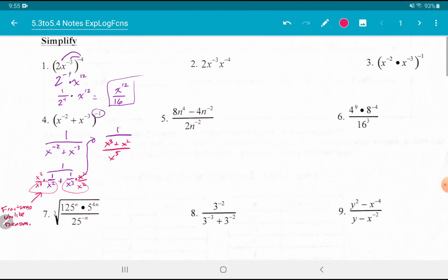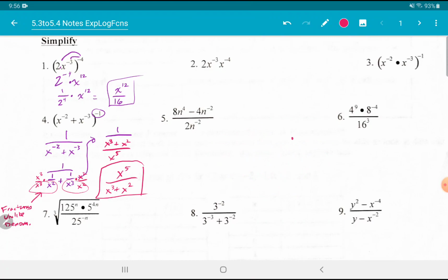Okay, so what we have now is 1 divided by a fraction. I'm just going to write it off to the side here. If you ever have 1 divided by a fraction, another way to think about that is division is multiplying by its reciprocal. Okay, so taking that idea, this is now going to turn into x to the 5th over x cubed plus x squared. And there's going to be your final answer for number 4.